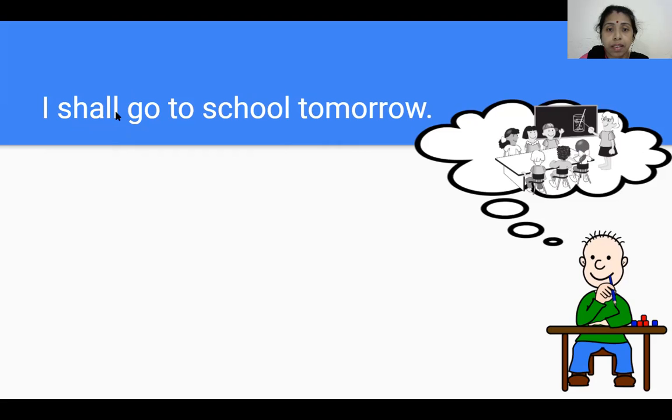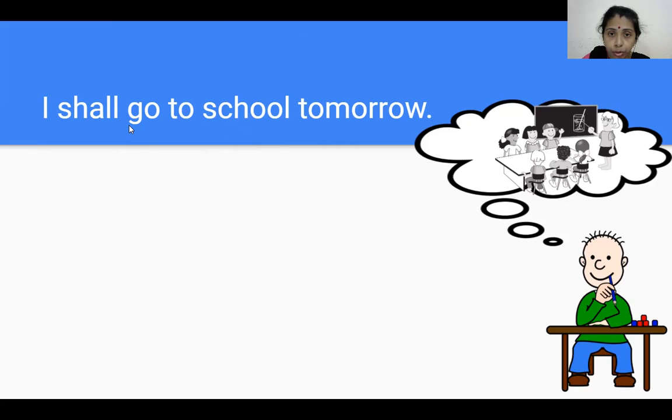Because this work or incident will happen later on, in future. It has not started yet. It will happen in future. So when any work or incident will happen in future or later on, that is called the future tense of the verb.